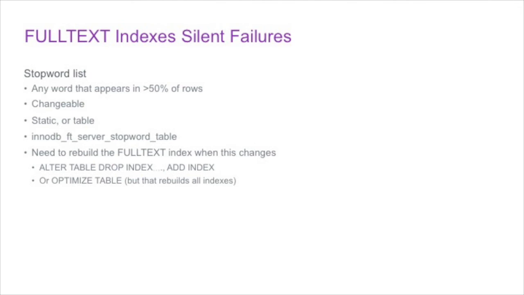And you're like, I have like 600 articles. How do none of them have MySQL in them? And the answer is any word that appears there. This is the stop word. The stop word list is changeable. There is a static file, but you can also set a table with the InnoDB FT server stop word table. But whenever you change your stop word list, you need to rebuild your full text indexes, which takes time.